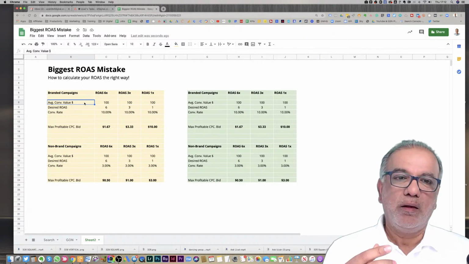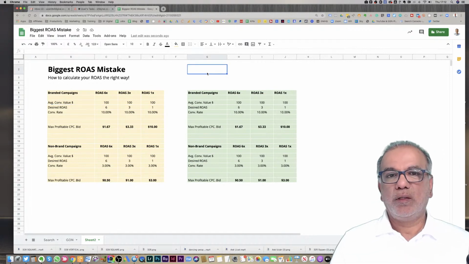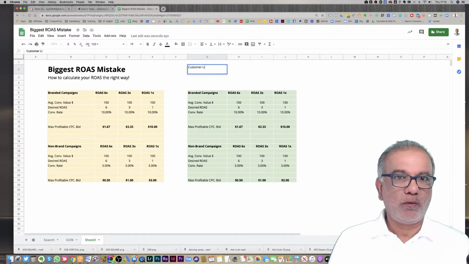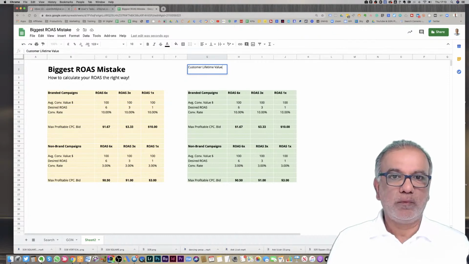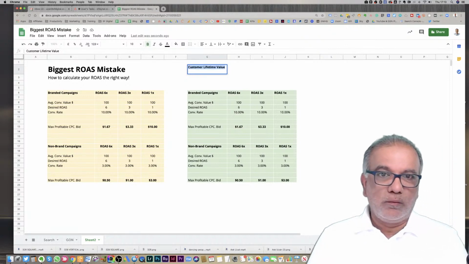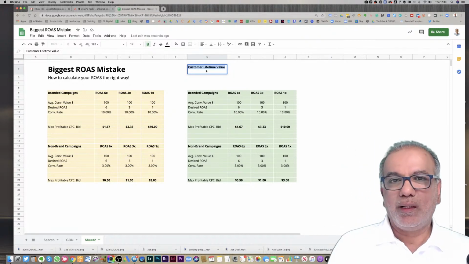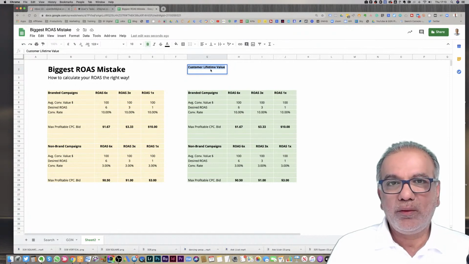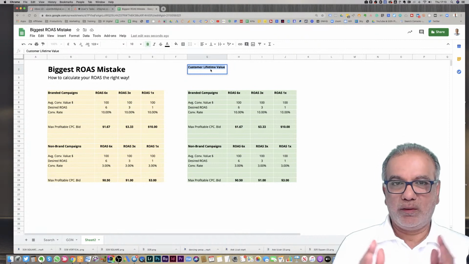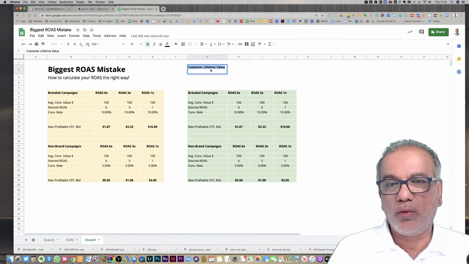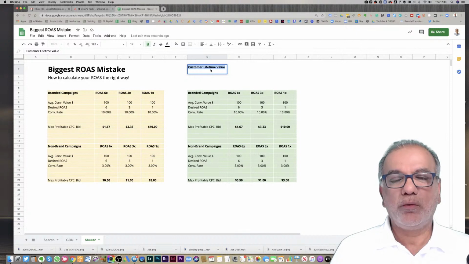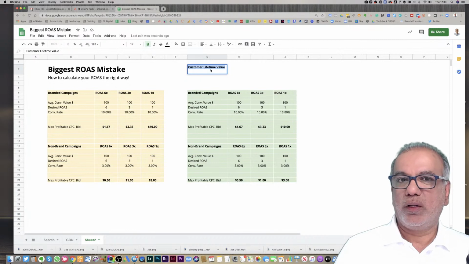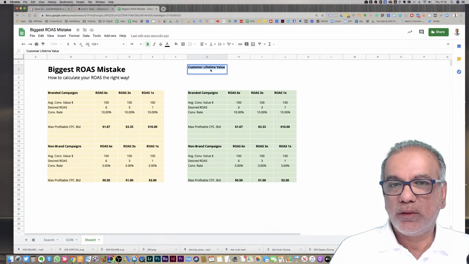So let's say this is what we call a customer lifetime value. Now, this does not mean until the customer dies. It means that you need to look at it for a longer period of time, how long a customer stays with you. It could be 12 months, it could be 24 months. Most businesses, 12 months is good enough, on average 2 years.